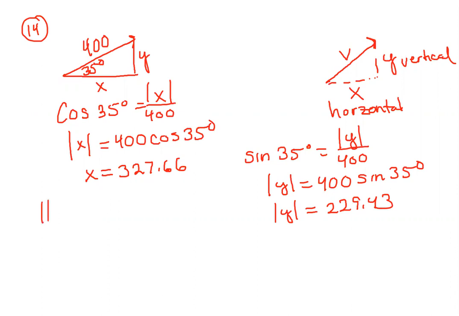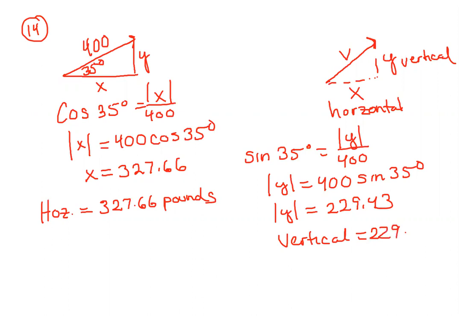You can say horizontal equals 327.66 pounds, and vertical equals 229.43 pounds. And that's what we're looking for here. So let's look at number 15.